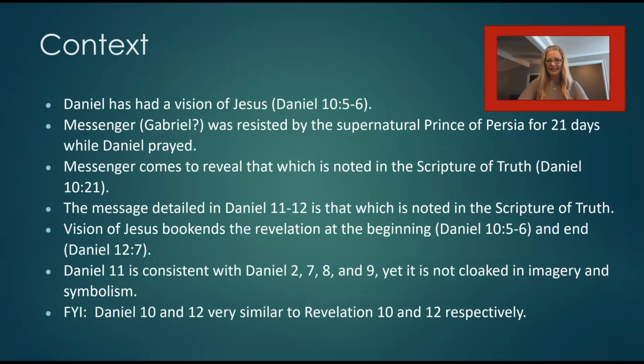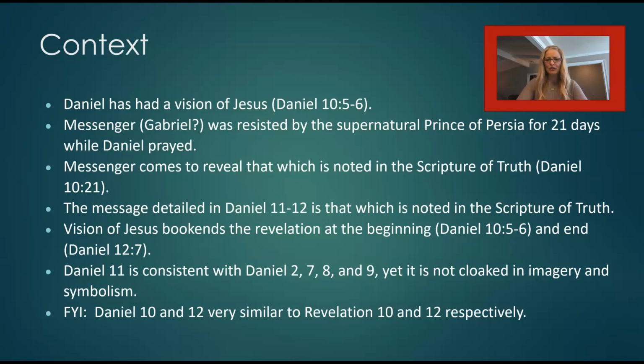Now, the context of Daniel chapter 11 actually begins in chapter 10. Recall that Daniel has had a vision of Jesus. A messenger whom we suspect to be Gabriel was resisted by the supernatural prince of Persia for 21 days as he was attempting to break through from the heavenly realms into the earthly realm to bring Daniel this very message that we're going to study today.